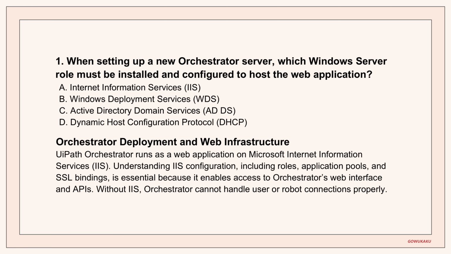Okay, so let's start at ground zero. The infrastructure team spins up a server. There's one specific Windows server role that's absolutely non-negotiable for hosting the web app. If you miss this, well, the platform just won't run. What is that critical piece?